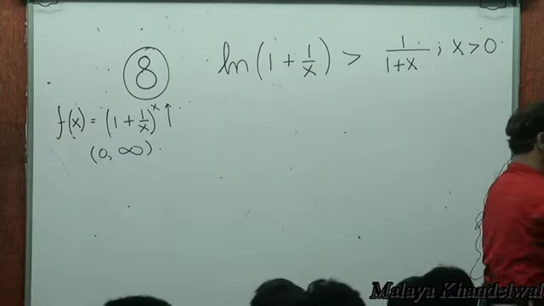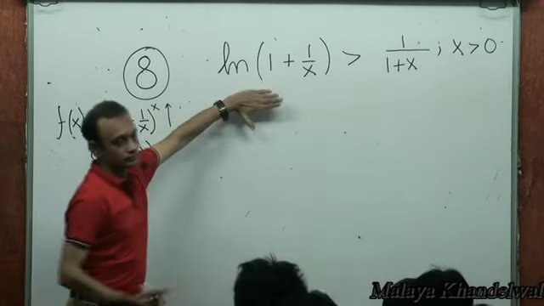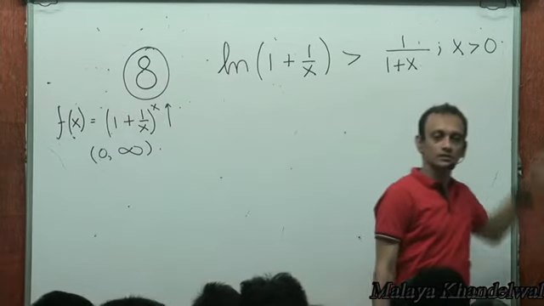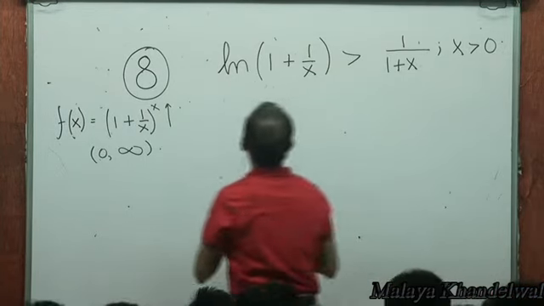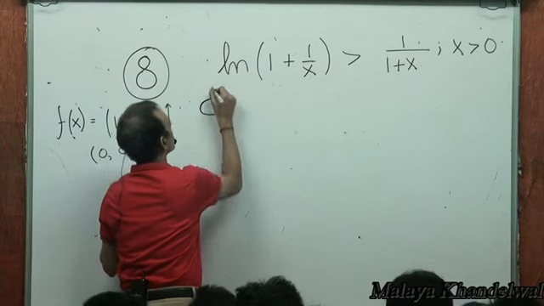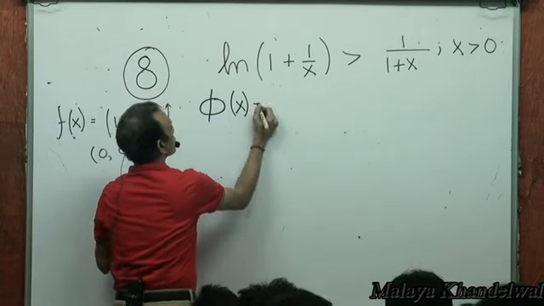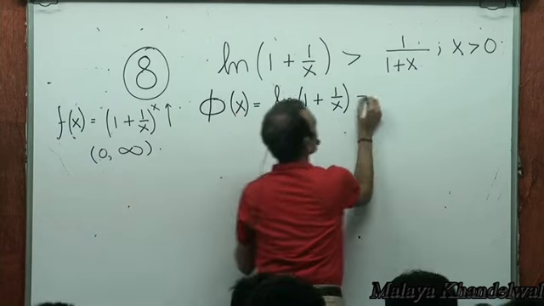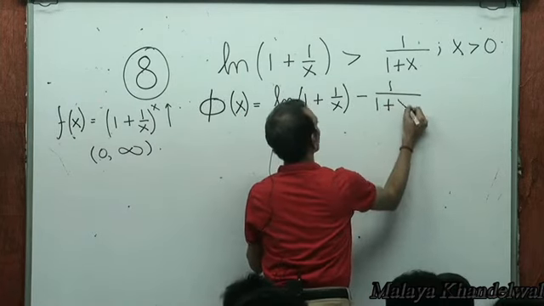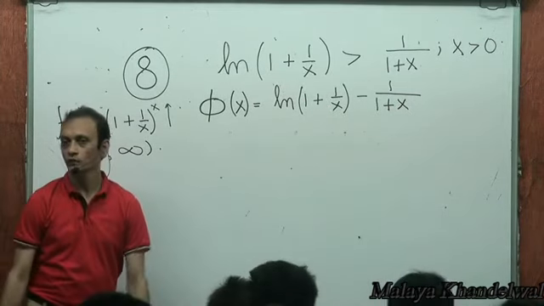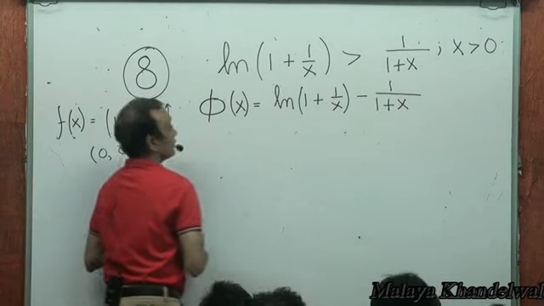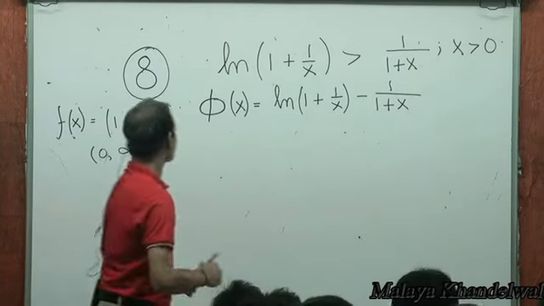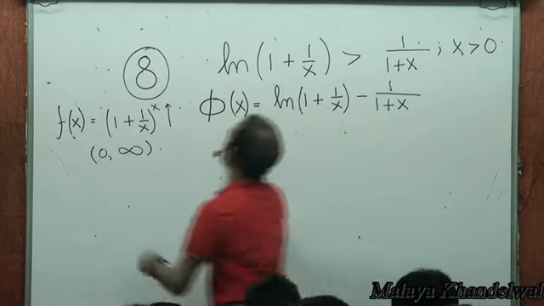So, let me deal with this first. Let me create an auxiliary function which is this minus this. Clear? As we have done customarily, we would differentiate this function with respect to x. Right? Let me remove this for the time being. It's occupying space.